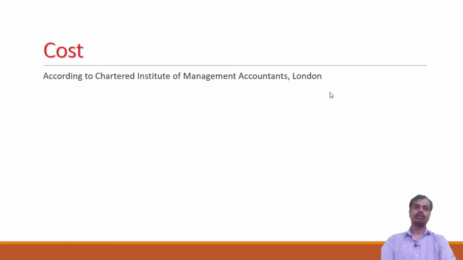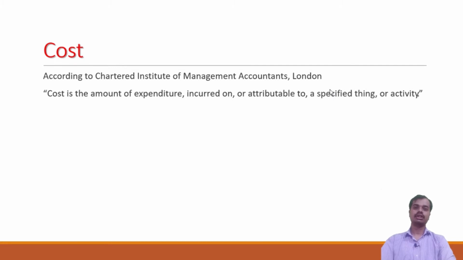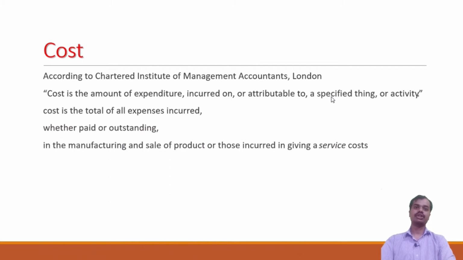According to Chartered Institute of Management Accountants, London, cost is the amount of expenditure incurred on or attributable to a specified thing or activity. Cost is the total of all expenses incurred, whether paid or outstanding, in the manufacturing and sale of product, or those incurred in giving a service. Costs are calculated from the point of view of management, which expects cost to perform three functions, that is cost computation, cost control, and cost analysis.